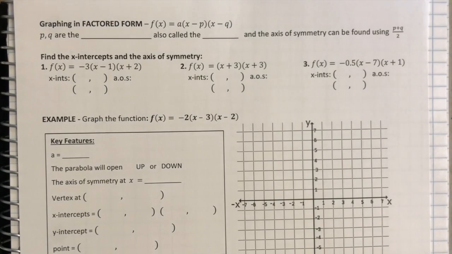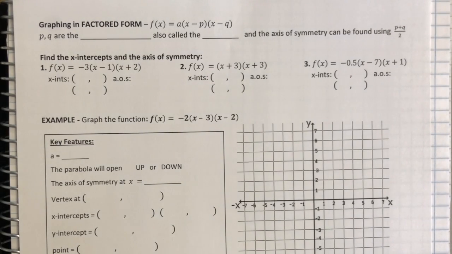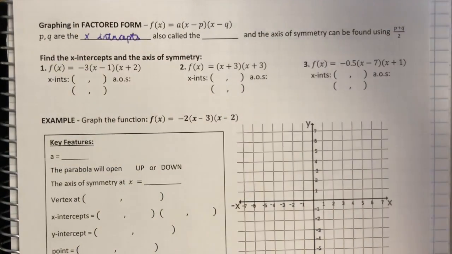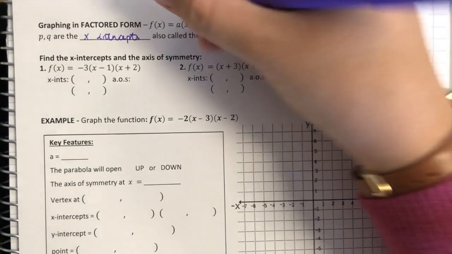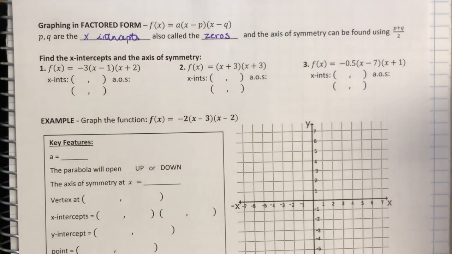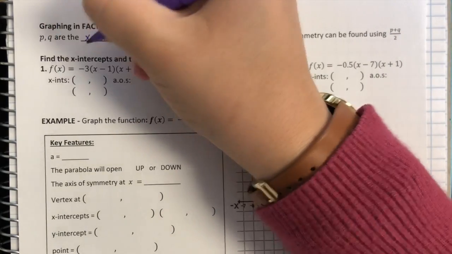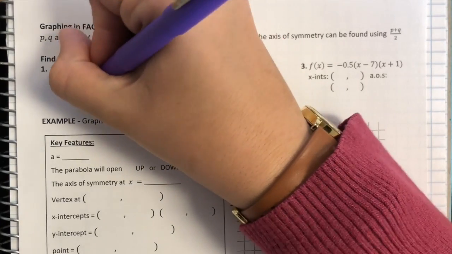We're going to move on to the factored form. Again, this is something that we practiced a little bit, where we recognize p and q as our x-intercepts, or the zeros of our quadratic, and the axis of symmetry can be found using p plus q divided by 2. So what is the midpoint of those two coordinates?